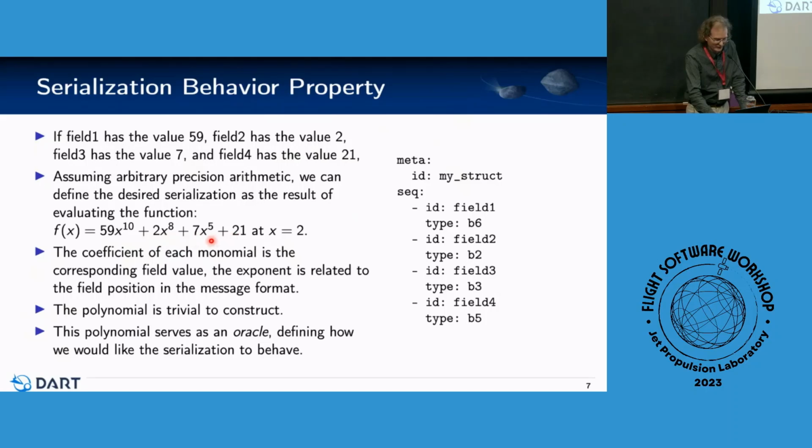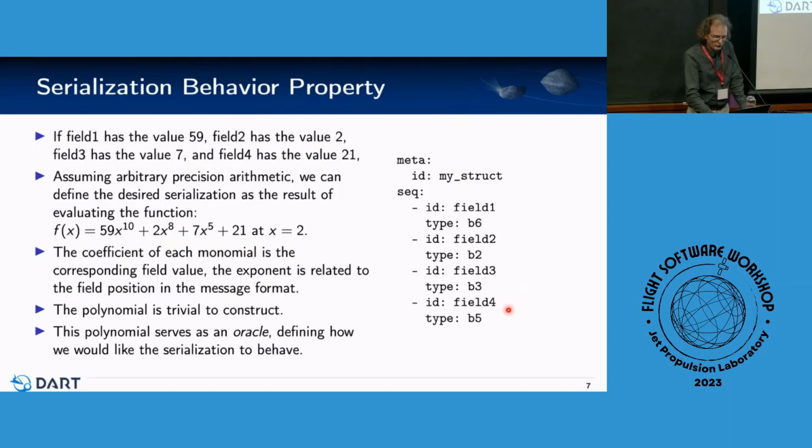And then we add 7 times 2 to the 5th plus 21. You can see that the coefficient of each of the monomials here corresponds to the field values. So we have 59, 2, 7, and 21 that match the initial values. And the exponents of this equation are just a simple transformation of the field positions in the message format.